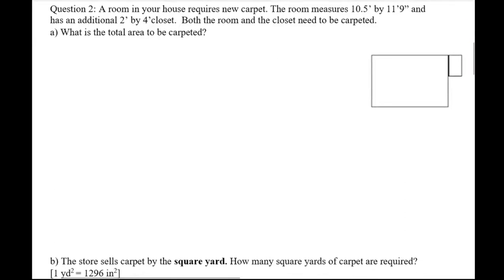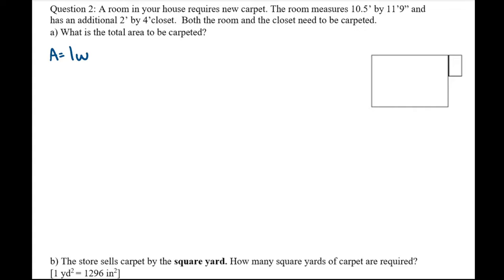If we look at another question, a room in our house requires new carpet. The room measures 10.5 feet by 11 feet 9 inches and has an additional 2 foot by 4 foot closet. Both the room and the closet need to be carpeted. So what is the total area to be carpeted? So I have 2 different areas that I need to add together. Because we're dealing with rectangles in this case, we know the area formula will equal length times width, or just LW. So that is going to be our formula that we're going to be using in calculating area.